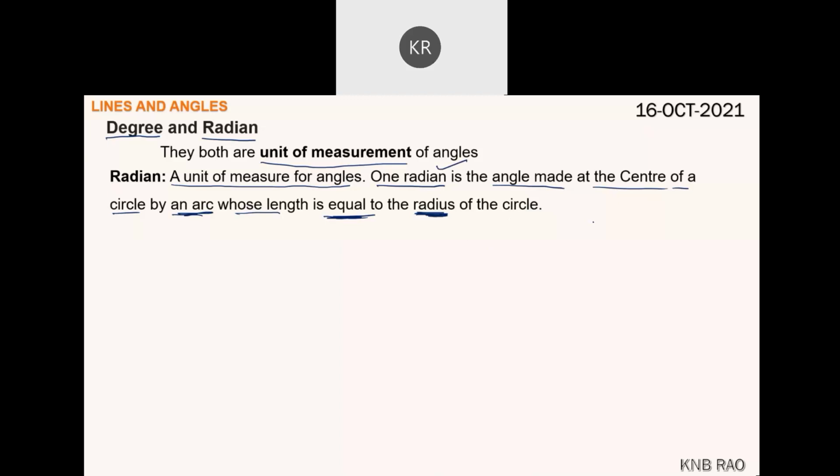Sir, it will be 60 degrees, right sir? No, not necessarily. It may be less than 60 degrees or more. It won't be 90. Can you show it by diagram, sir? Yes, that is what I am going to show you. Now, this is a circle, and here is the center.